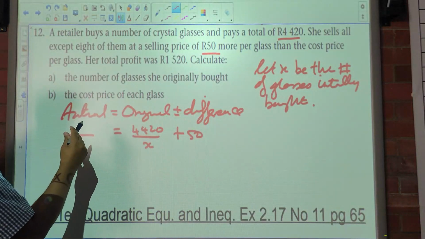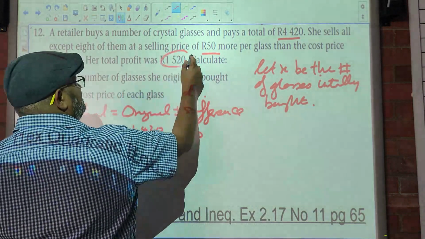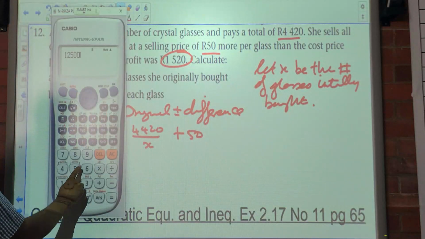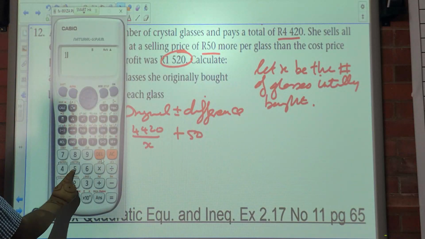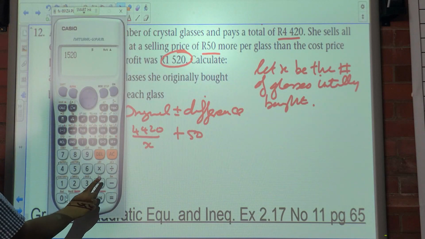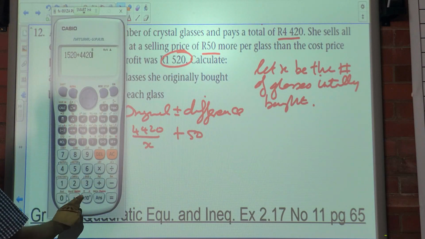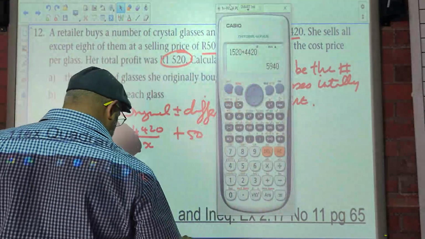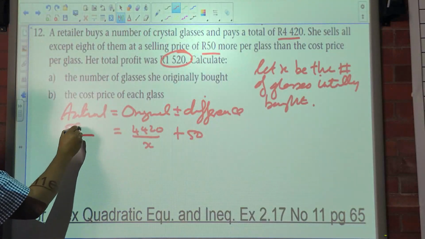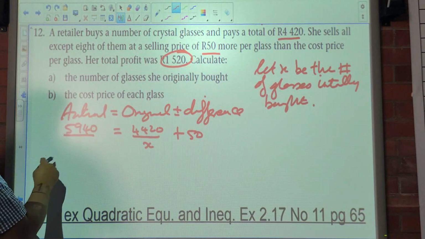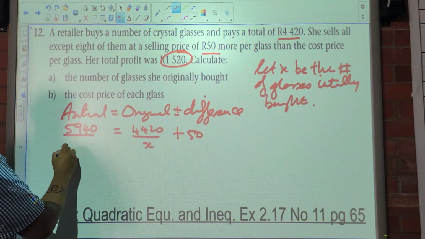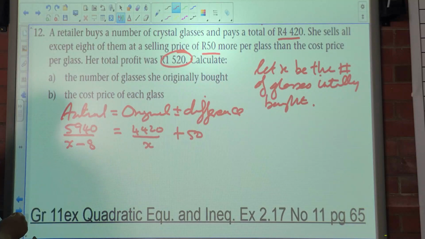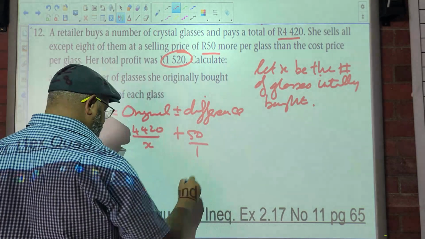Right, so what's actually happening is she's making a profit of 1,520 Rand. 1,520 Rand plus 4,420 Rand gives you 5,940 Rand. 5,940 Rand. That is the income for how many glasses? x minus 8 glasses. Can you see that, people?